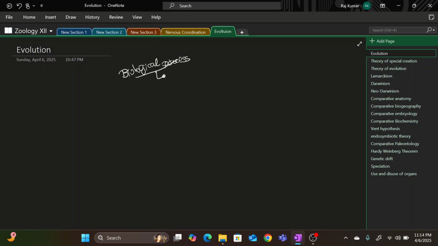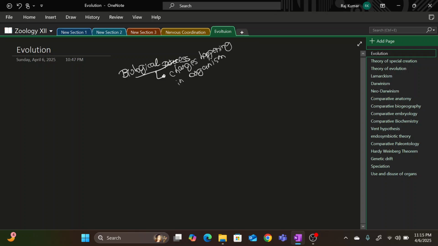Evolution deals with finding out the origin of species and the origin of life as well. If, let's say, there are different mammals, we have different categories in mammals, and all these categories are because of the evolution that happens. So that's basically a biological process which deals with changes happening in organisms.